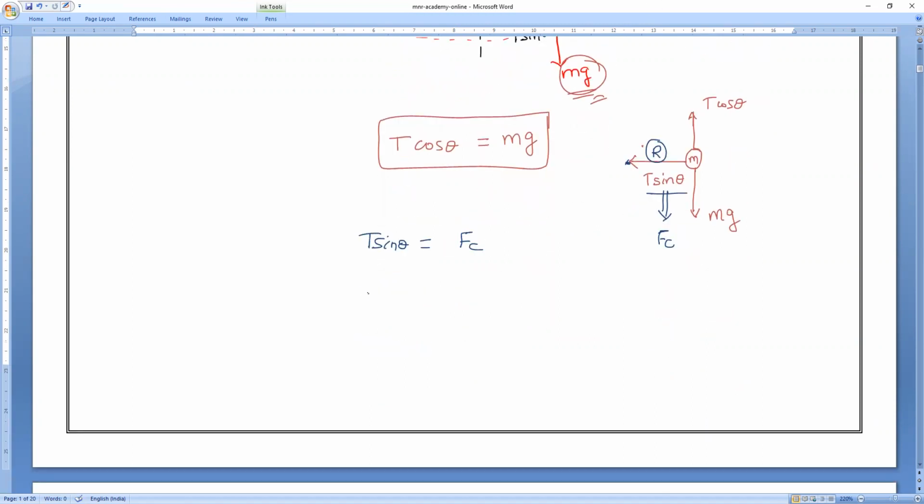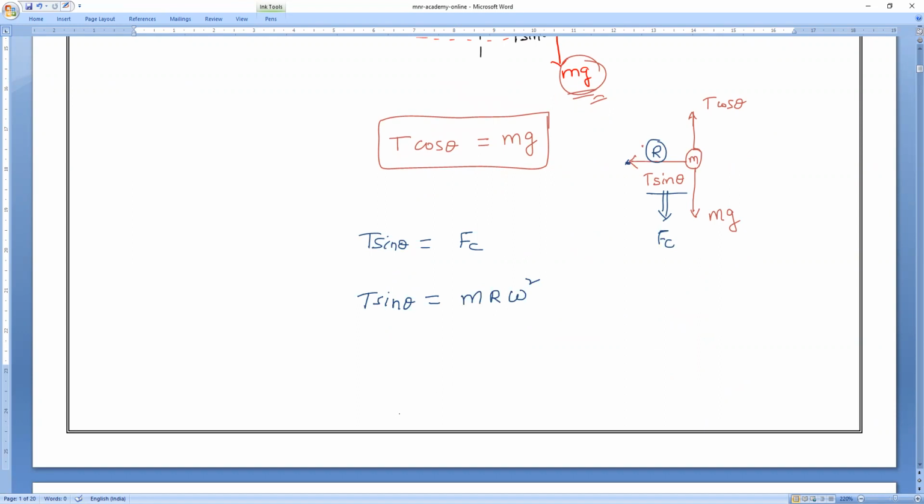So now T sin theta is equal to, what is the formula for centripetal force, everyone? Yes, M R omega square. Is it okay, Pradosh? Clear? Yes, sir.